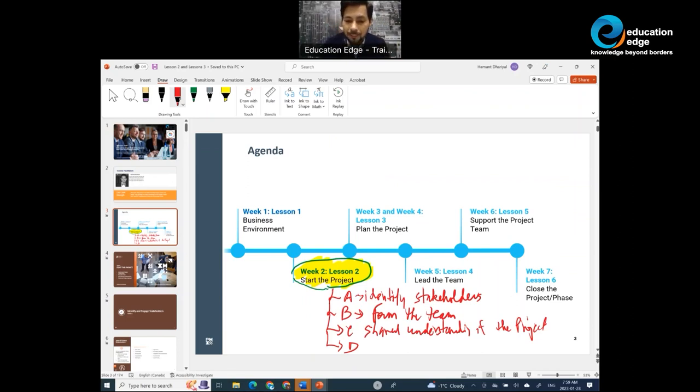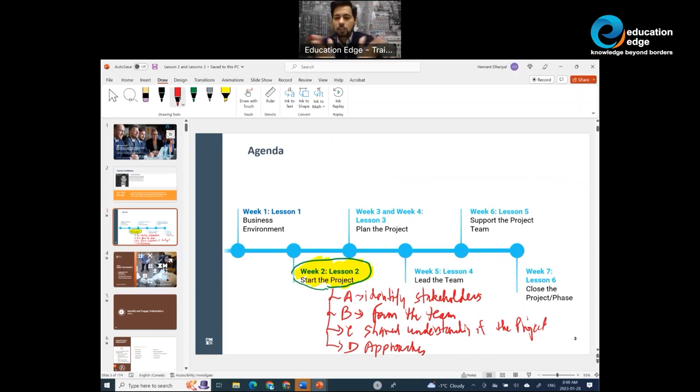And topic D, PMI has dedicated some real estate here for approaches, look at the right approach for your project. Would it be predictive? Would it be adaptive? Would it be hybrid combination of both? Now, keep this in mind, but really the idea of approach, what project approach would be used on a certain project, is generally decided before you start the project. And this approach is generally part of the business case. Keep that in mind. It's really important to understand.